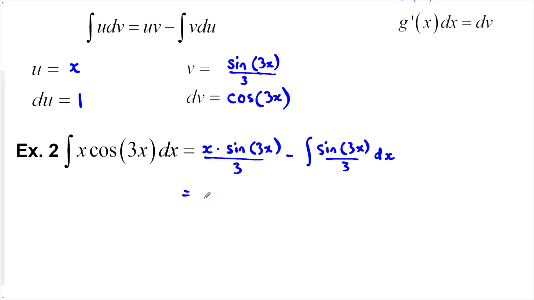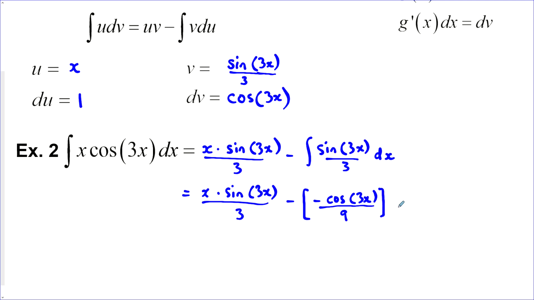Let's finish this question. So we've got x times sine 3x divided by 3 minus, take the antiderivative of sine, which is, I'll just use brackets here so we don't get our negatives mixed up, which is negative cos 3x. Now there's already a divided by 3, and there's going to be another 3 coming out of here, and I don't see it, so I'll have to make this divided by 9, and then I need a plus c.